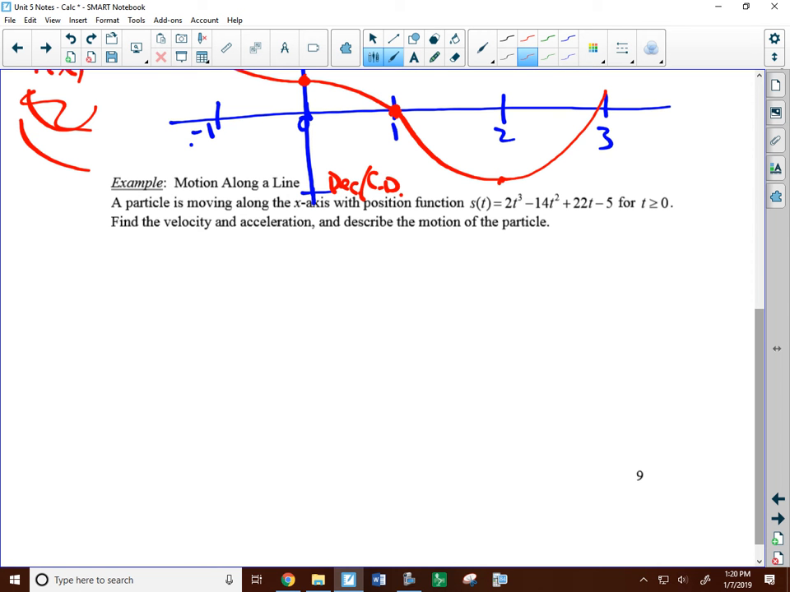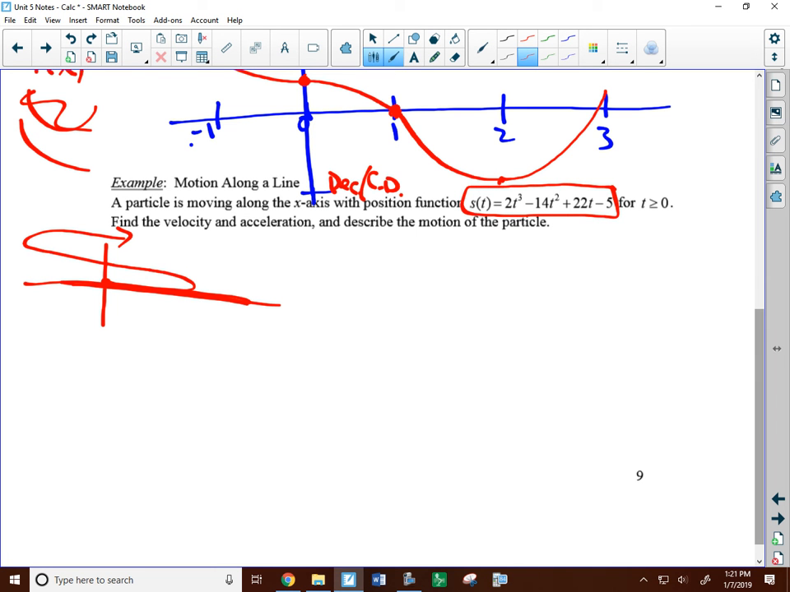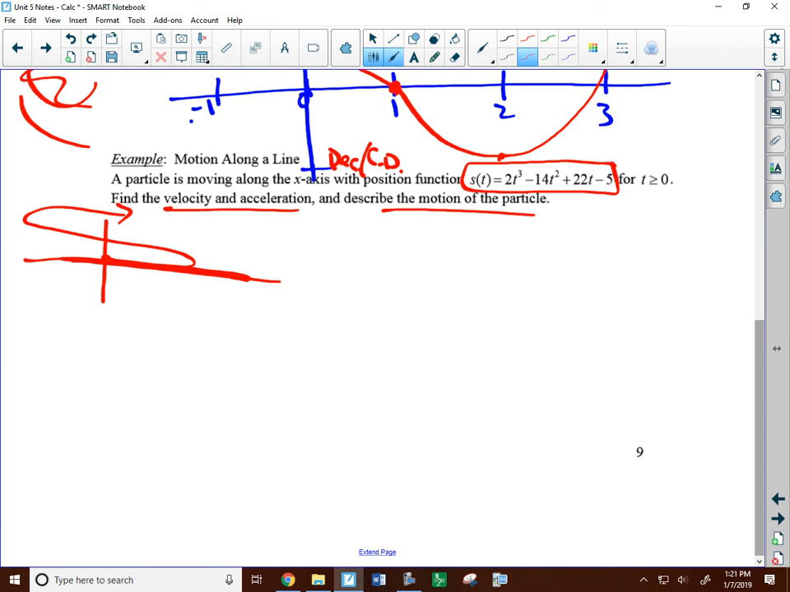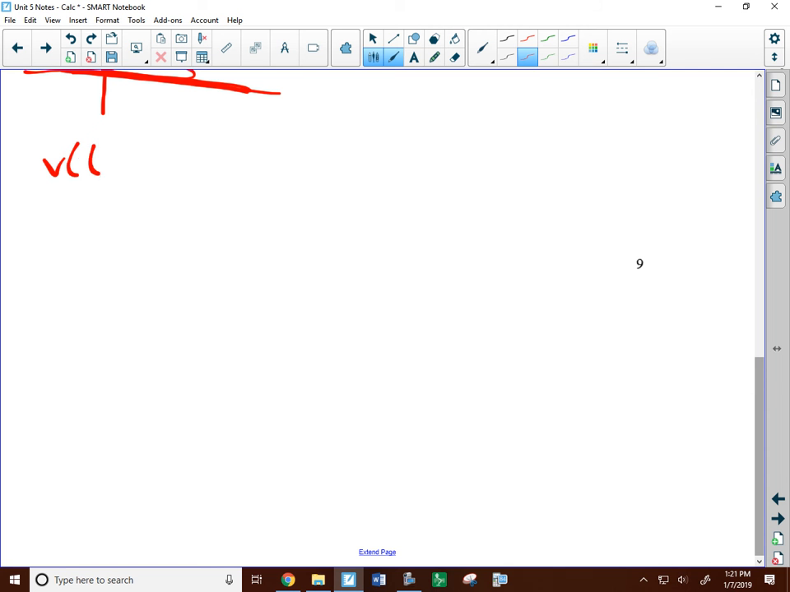Back to our best friend from Unit 3, was it, or 4? Particle motion. I love this. There's an axis, it's going back and forth, but to illustrate it, we curve it like this. Here's a position function, with time starting at 0 and moving forward. It's a particle. Find the velocity and acceleration. Basically, describe the motion of the particle by finding out what the velocity and acceleration are doing.